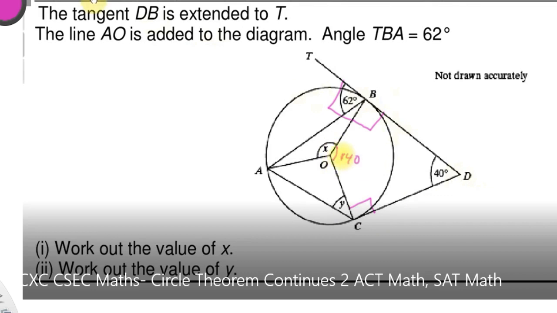So if this is t, then t plus 40 is equal to 180. So t will be equal to 180 minus 40, which is 140 degrees. Okay, so this is 140. Fine, quickly let us move on.